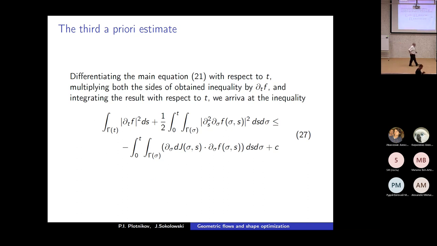The third estimate is a key estimate in the theory of gradient flow for Euler energy; it is not mine. Of course, it is based on the following inequality, which is obtained by differentiating both sides of the equation with respect to t, and then multiplying by the derivative dt of f. In fact, it is very complicated stuff because ds does not commute with dt. Therefore, the main feature of this theory is the estimating of the commutator with the help of the Gagliardo-Nirenberg inequality. It is very, very complicated stuff.